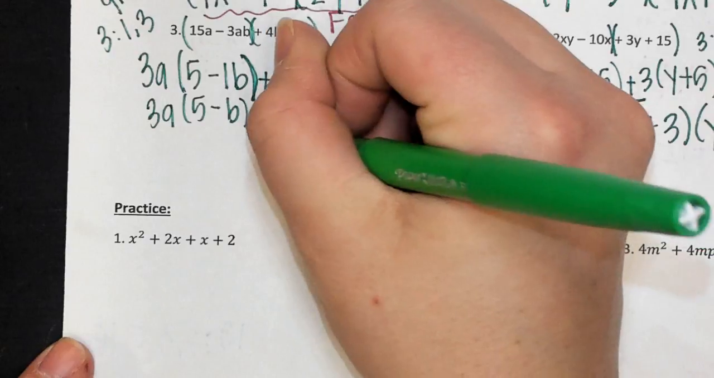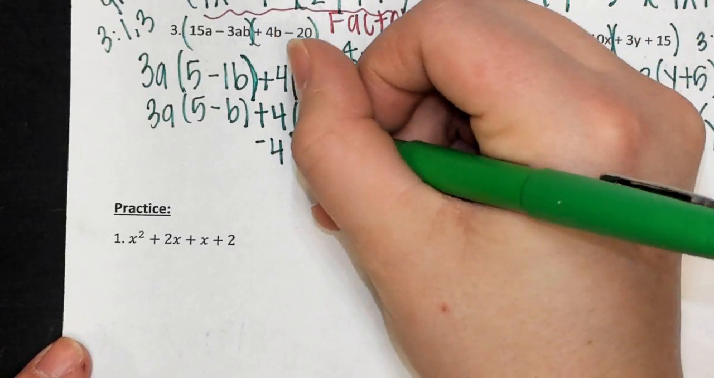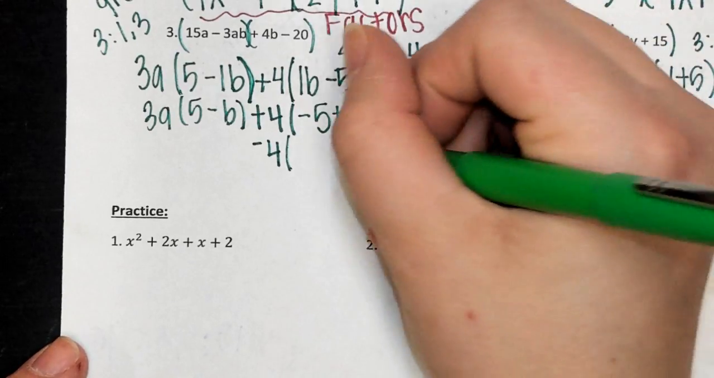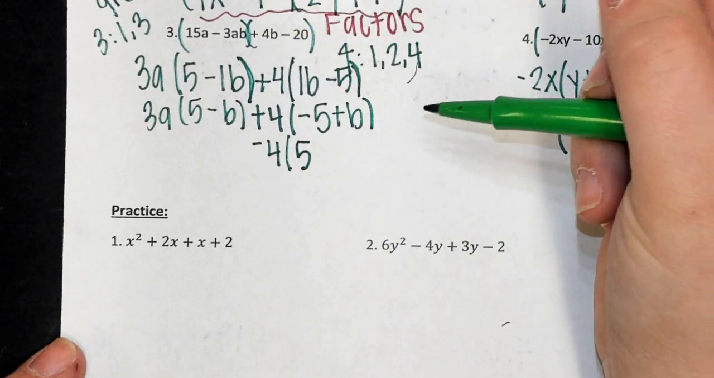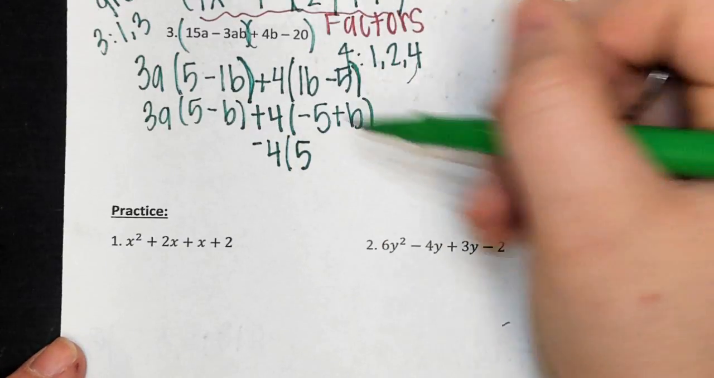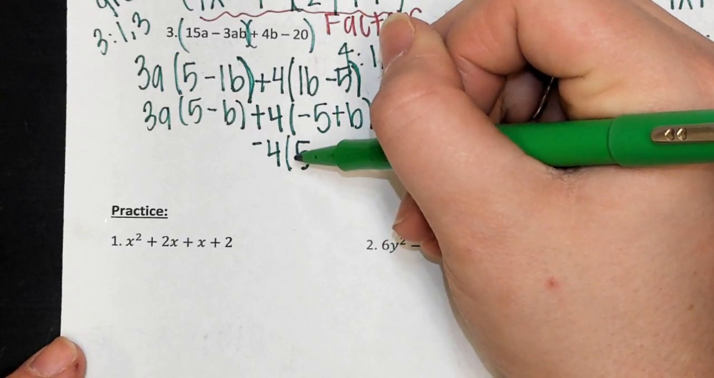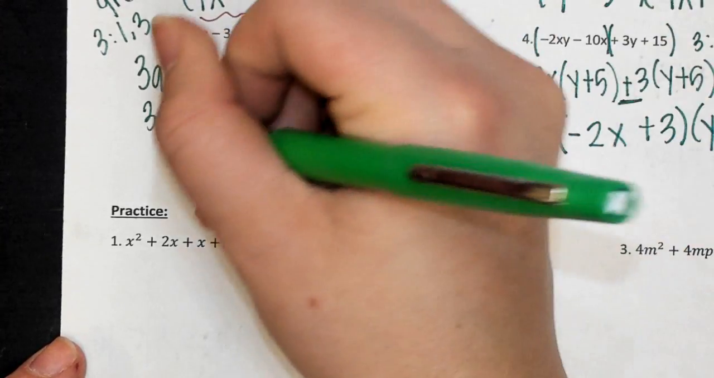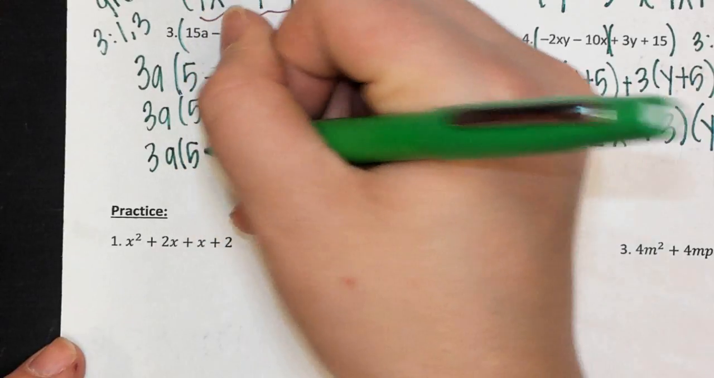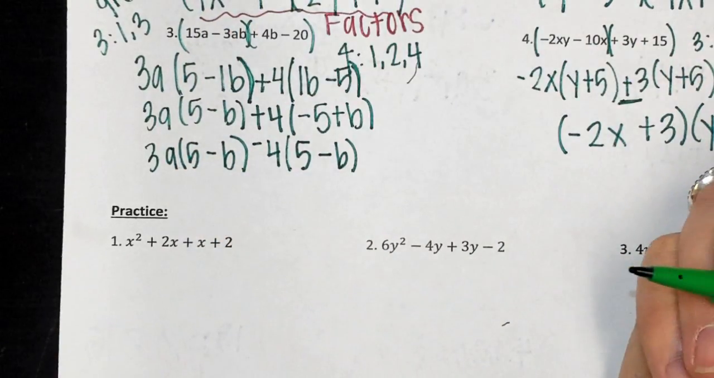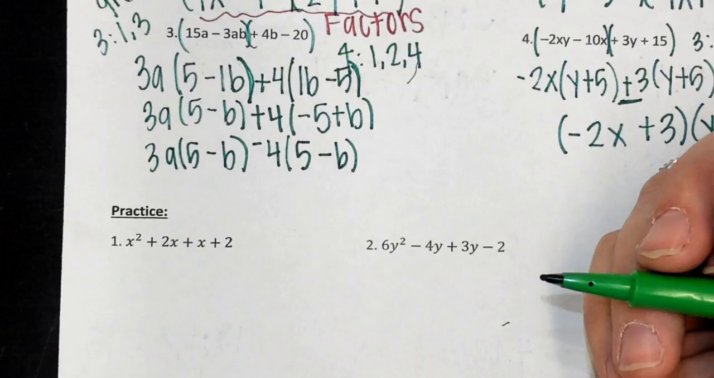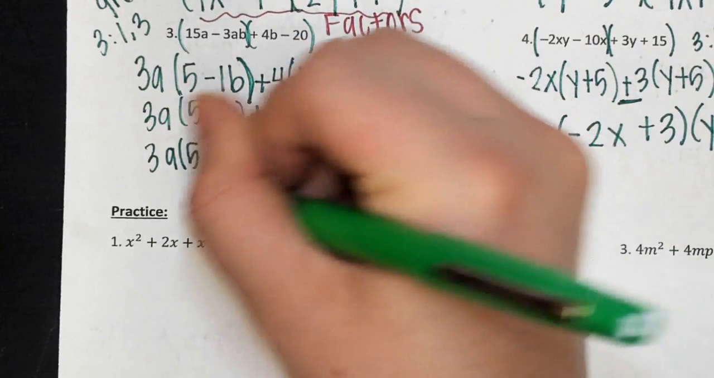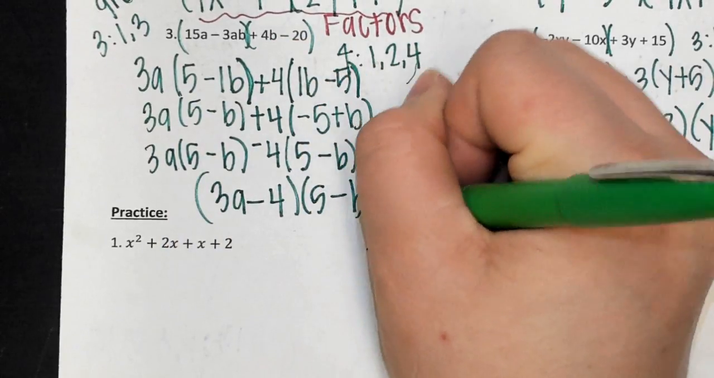So what if I change this to negative 4? Negative 4 times what is negative 20? Positive 5. So if I'm taking out a negative, and this was a negative, it becomes positive. If it was positive, it becomes negative. Now I'm going to bring this down. Now does it look the same? Yes. So now you need to regroup. So 3a minus 4, 5 minus b.